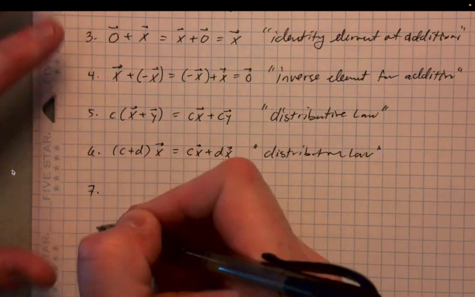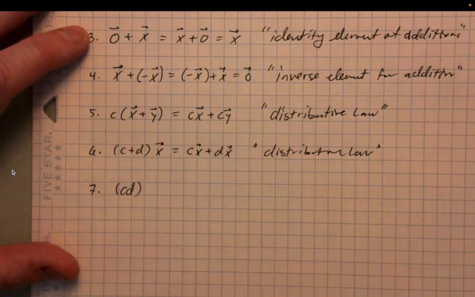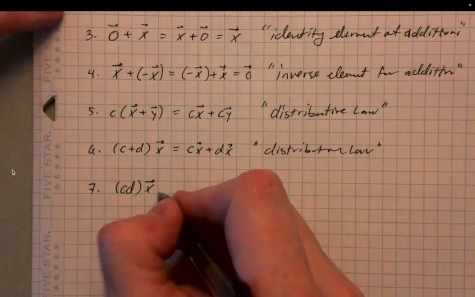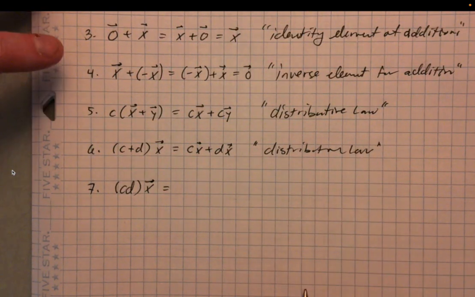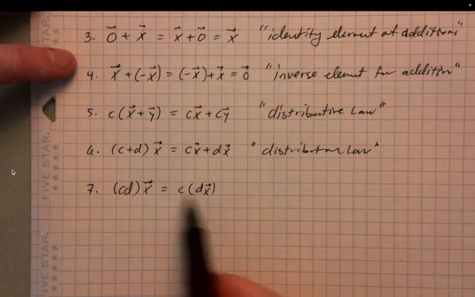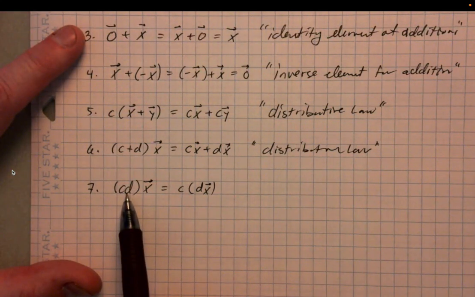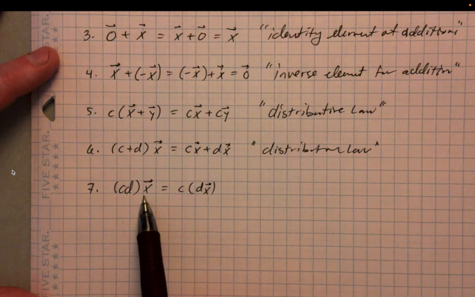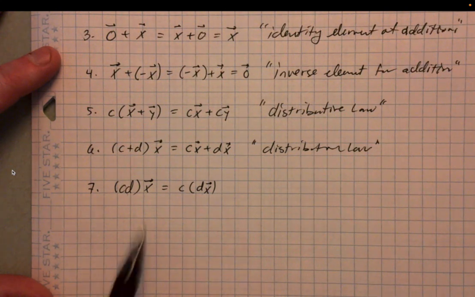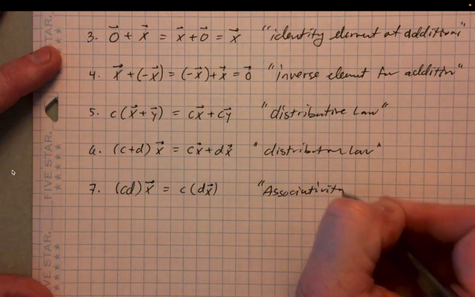And another version of associativity, but for scalars, is if I have two scalars, I multiply them together, and then I do a scalar multiplication, then that's the same thing as first doing the scalar multiplication with the vector and then multiplying again with another scalar, right? Here I've got two scalars multiplied together giving me a scalar times a vector. Here I've got a scalar times a vector gives me a vector, and then a scalar times a vector. And so this is another version of associativity.